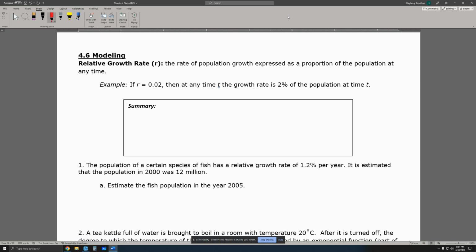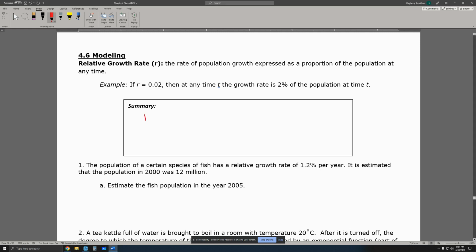So note that we can denote the growth rate of 2% as a percentage, but we can also express this as a decimal, 0.02. And in fact, when we plug it into our equation and evaluate, we're going to be using this decimal representation. All right. So let's take a look at what this means.